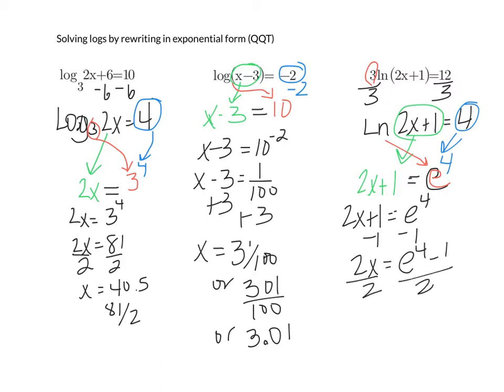Divide by 2. x is e to the 4th minus 1 divided by 2, and you can plug that in your calculator. e to the 4th, e is the second ln button, and then subtract 1, divide by 2. You can get a decimal approximation from there.